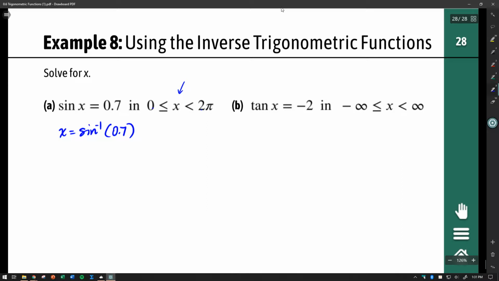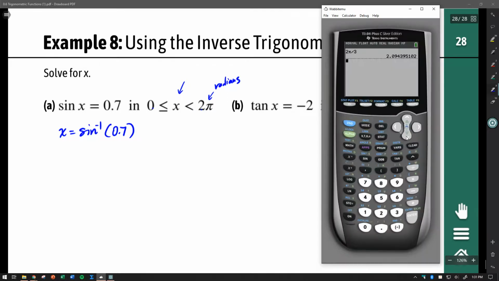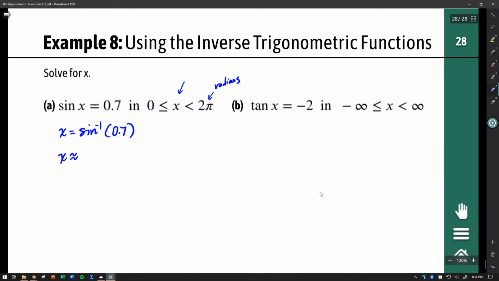And we are looking for answers between 0 and 2 pi. So this implies that I want to be in radians. So let's check out our calculator and let's type in second sine of 0.7. And let's see, we've got 0.7753. So let's say that x is about 0.775. So that is an answer. Does it live between 0 and 2 pi, or between 0 and about 6.28? Yes, it does. But I wonder if there are any other solutions there.